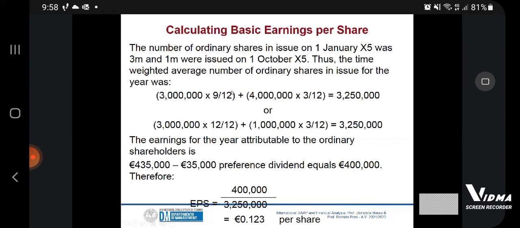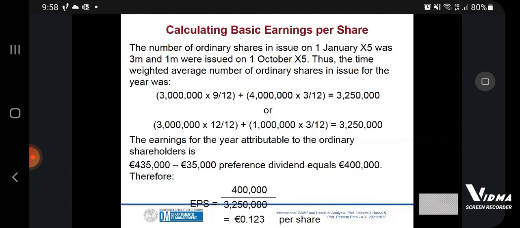Again, why do we do that? Because 3 million shares have been outstanding for 9 months only, not for the full year. Why not? Because starting from 1st of October, for the other 3 months, I don't have 3 million outstanding anymore. I have 4 million because I issued another 1 million shares.